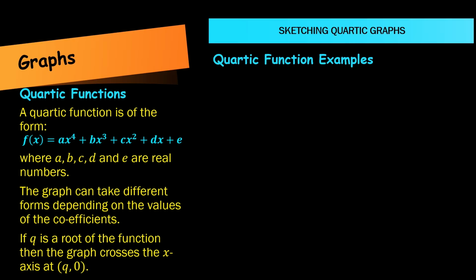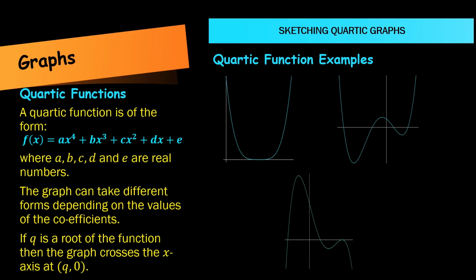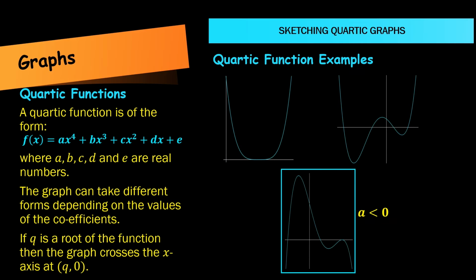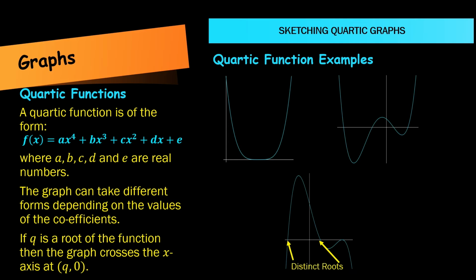So let's have a look at some examples. In the two examples highlighted, a is greater than 0, and in this one, a is less than 0. Notice that the third graph has distinct roots and a repeated root here.